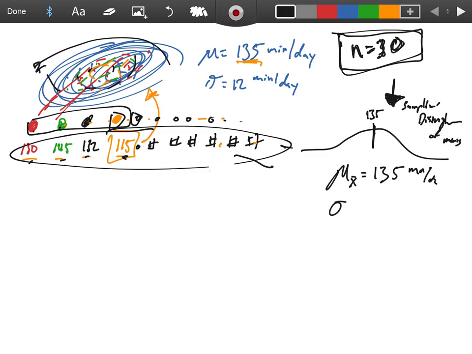And then the standard deviation of the sampling distribution of means, or sometimes this is referred to as the standard error, this we have to calculate. To find this, I have to take the standard deviation of the population and divide that by the square root of my sample size, okay? And then whatever that number is, that's what I use.